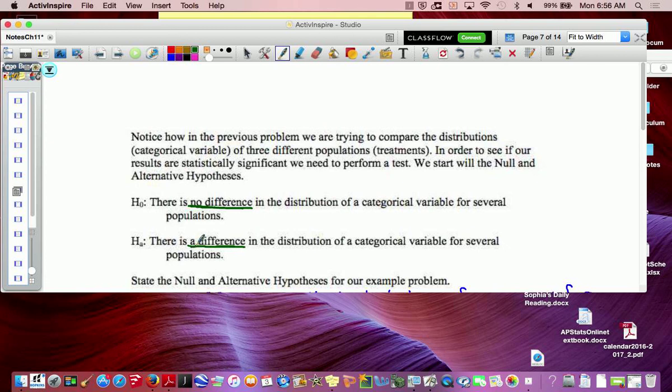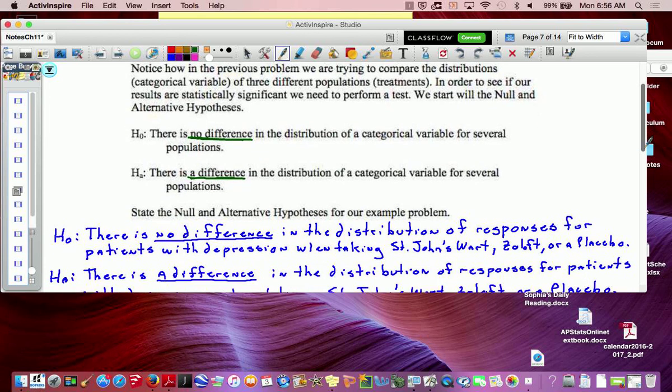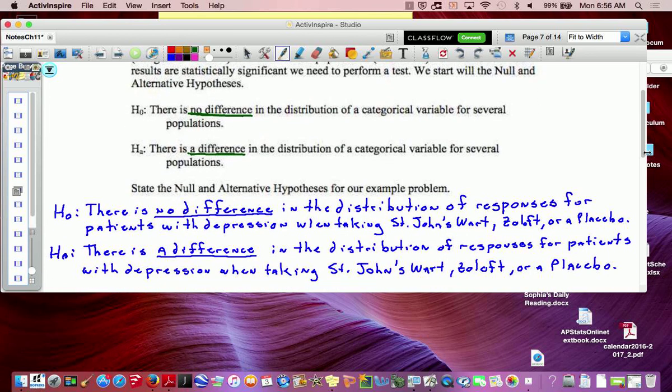So for our example, our null and alternative hypothesis would look something like this. There's no difference in the distribution of responses for patients with depression when taking St. John's wort, Zoloft, and the placebo. While the alternative is going to say there is a difference in the distribution of responses for patients with depression when taking St. John's wort, Zoloft, or a placebo. We started to see a difference. The question is, is it statistically significant? Does it make you go, something's going on here?